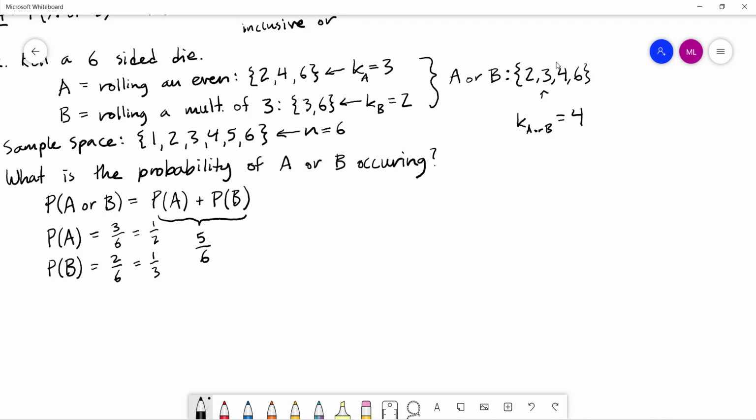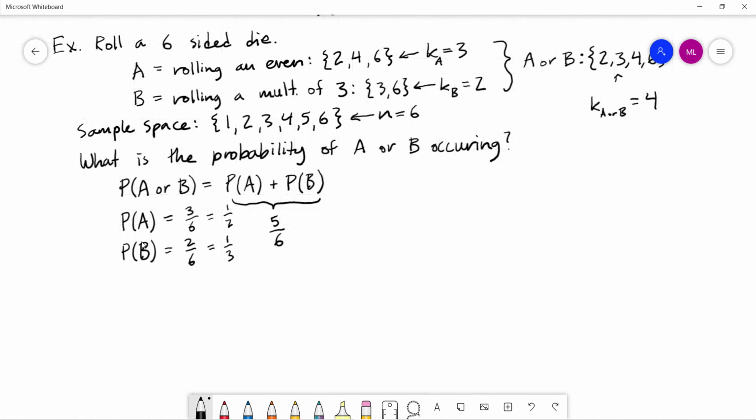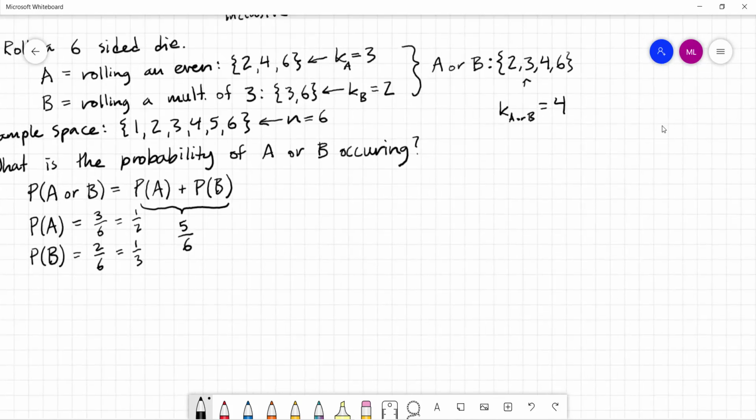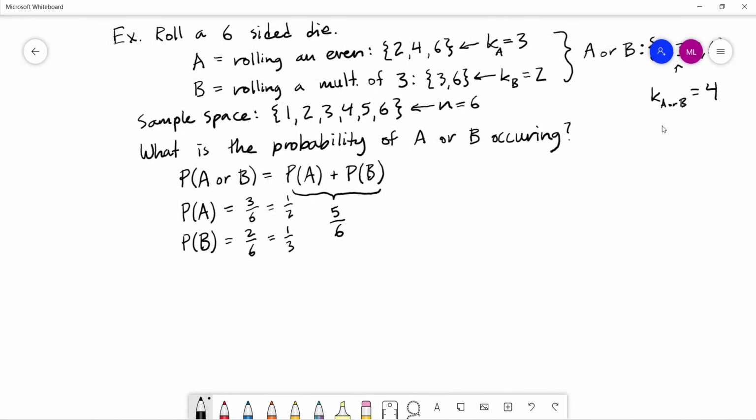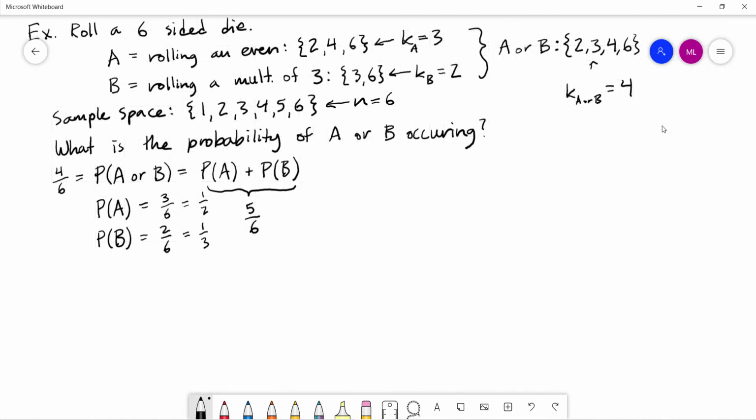It's 4 out of the 6 things. So this probability needs to be equal to 4 out of the 6. But when we just added these two other ones together individually, we got 5 out of 6. So we're off. We should get that this probability should be 4 out of 6. But we just got 5 out of 6.